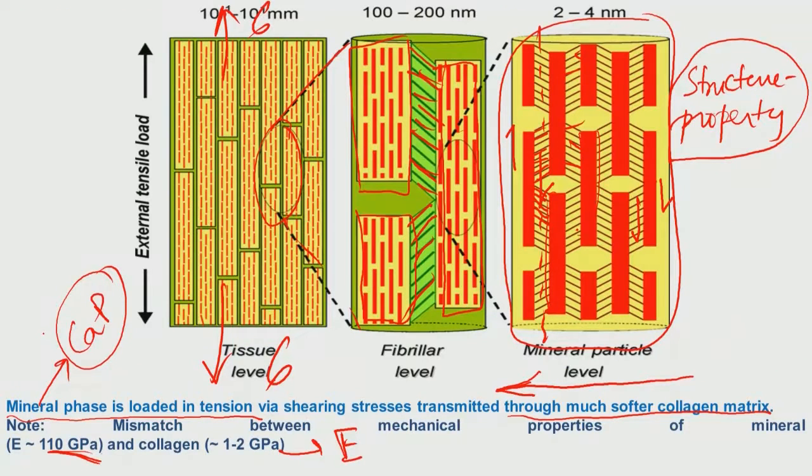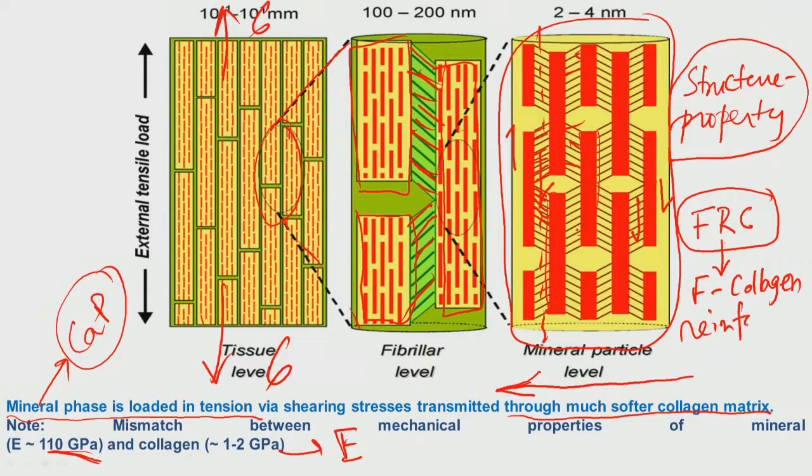So, in a way, from the basic description of the different scales of this bone structure, it should be apparent to you that natural bone can behave more like a fiber reinforced composite. Which is the fiber component here? So, this fiber is your collagen, and what is the reinforcement here? The reinforcement is essentially hydroxyapatite or the mineral phase.